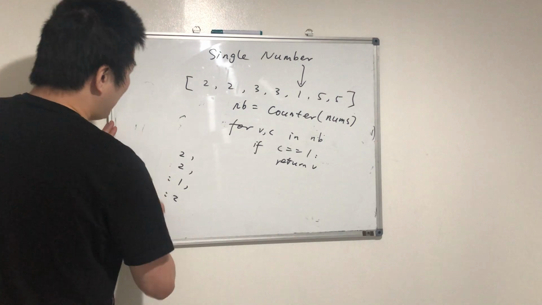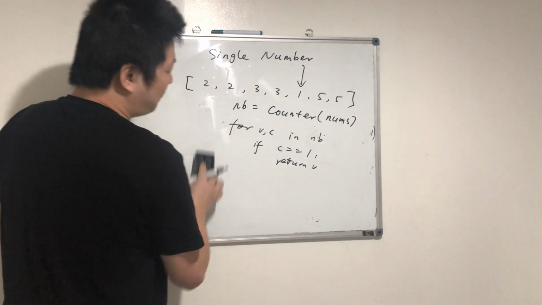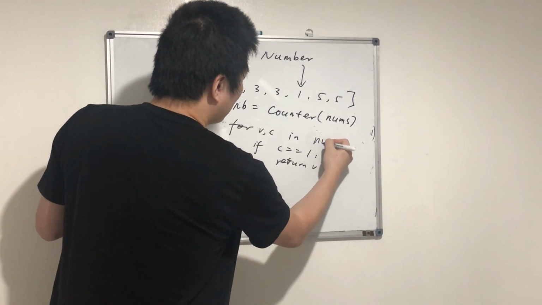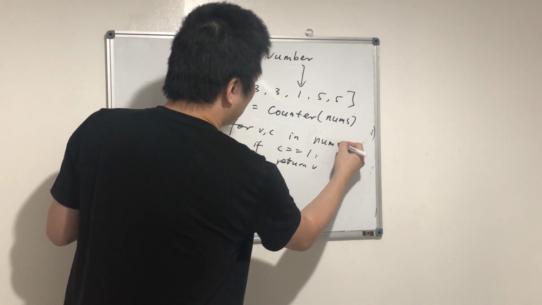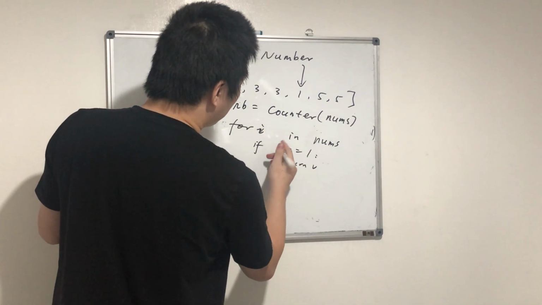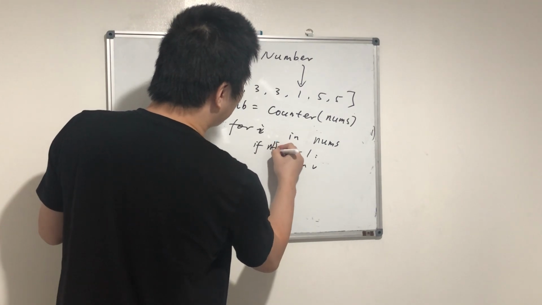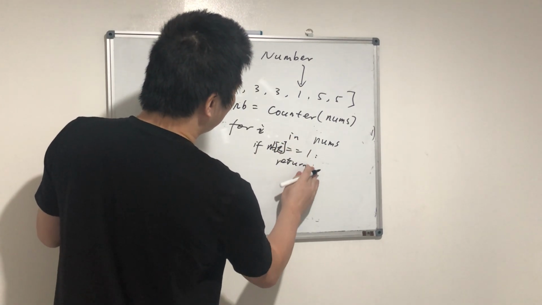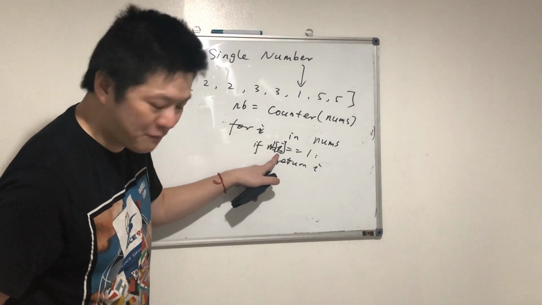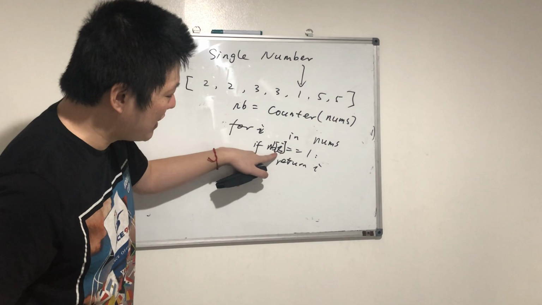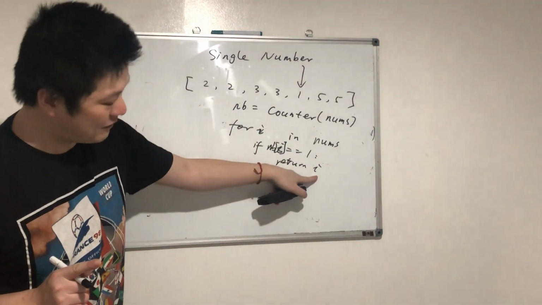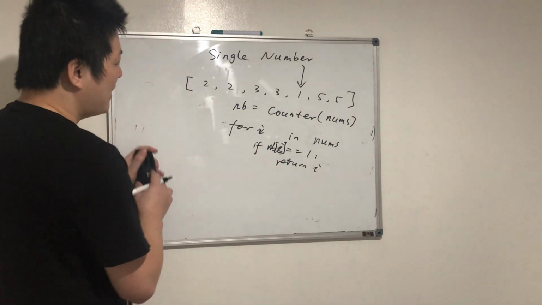You can also add all of the numbers together, and if it's odd, then it must be an odd number. Just joking. You can do this: go through the numbers, and if notebook[i] equals 1, return the i. It's the same thing. Go through these numbers, and if we check the count in the notebook and its value is 1, it means it only appears once. Then we return this number.